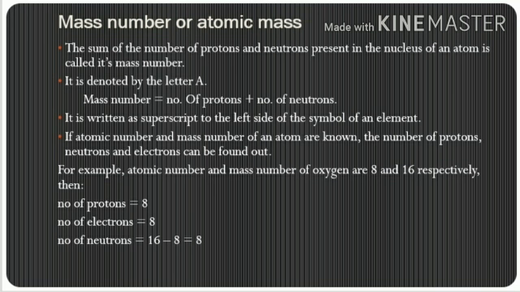If atomic number and mass number of an atom are known, the number of protons, neutrons, and electrons can be found. For example, atomic number and mass number of oxygen are 8 and 16 respectively. Then the number of protons is equal to 8, number of electrons is equal to 8, and the number of neutrons is equal to 16 minus 8, that is equal to 8.